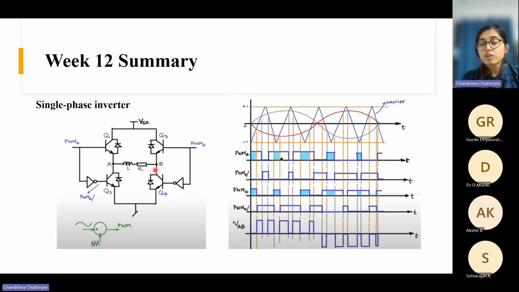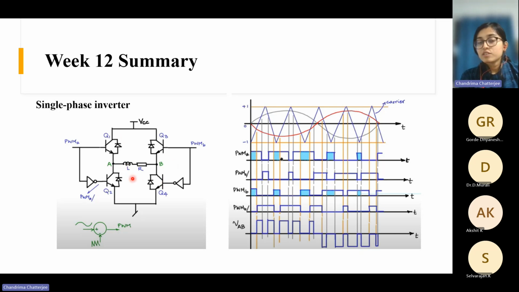For the other leg you have a reference signal which is 180-degree phase shifted to the first one. So this red one is 180-degree phase shifted to this blue reference signal, but this is also a sine wave. So here also you put the same logic. When this signal is higher than this one, the pulse is high, and for this low side signal it will be just the complementary. That's how you get the signal pulses for these four switches.